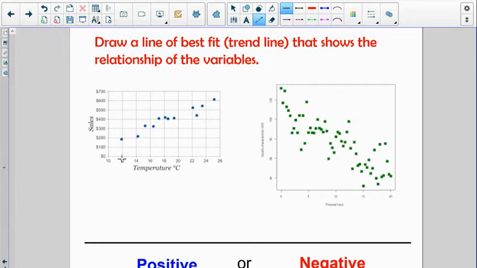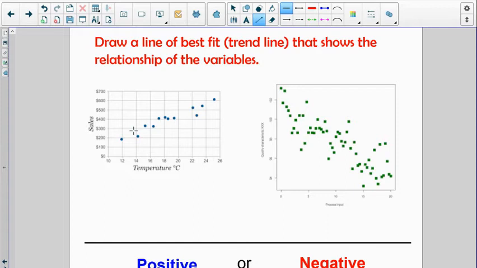And I can see that on the lower side of the temperature, so the smaller or lower the temperature is, 12 degrees Celsius, we have sales that are around $200. If we go on the upper end of the temperature, so as it gets warmer out, the sales are much higher in the $500 to $600 range. So I can see that as the temperature is increasing, so as the temperature goes up, the sales are also going up. In terms of a line then, I want to have a line that kind of matches that data.